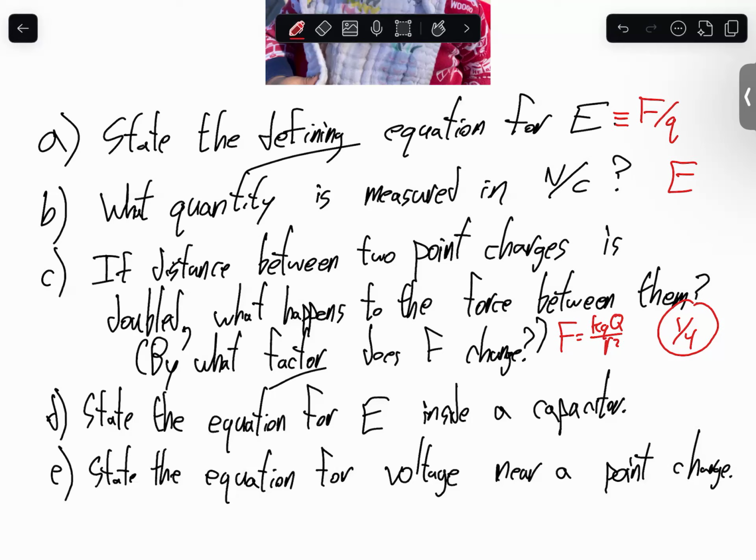Equation for E inside a capacitor, electric field, not triple equals: Q over A epsilon naught. You guys remember what these terms mean? Charge on one of the plates, area of one of the plates, and a constant. Remember that? It was at the end of last lecture, and it's important. We're going to be using it left, right, and center today. And the equation for voltage near a point charge: kQ on r.